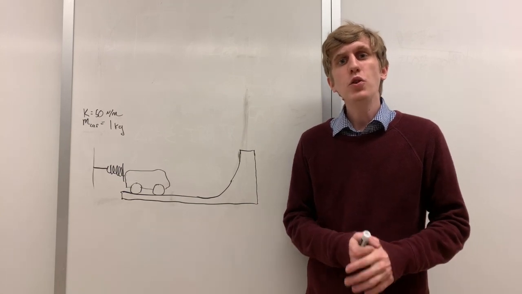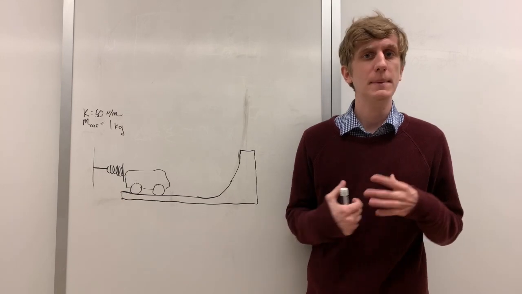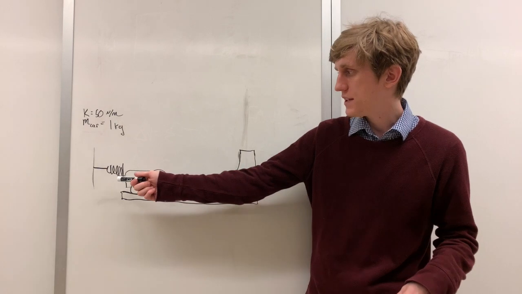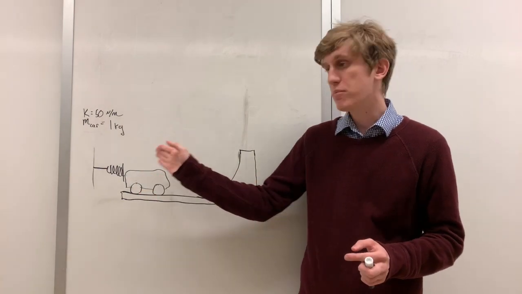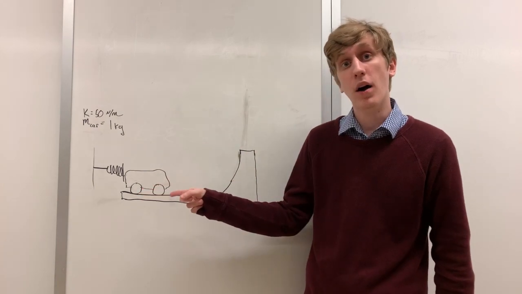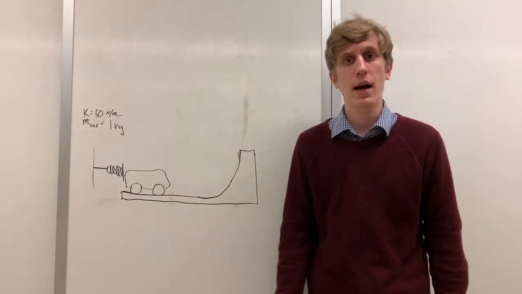Everybody, let's do another example of an energy interaction diagram with a slightly more complicated setup. Suppose we have this toy car and this spring. The spring will be compressed a certain amount and then let go. The car will be sped up on this track. It then reaches this ramp, which points straight up.